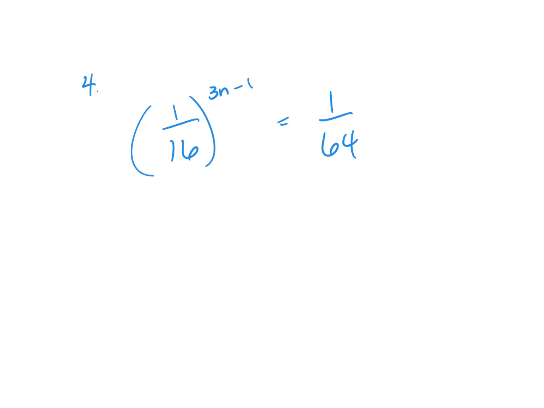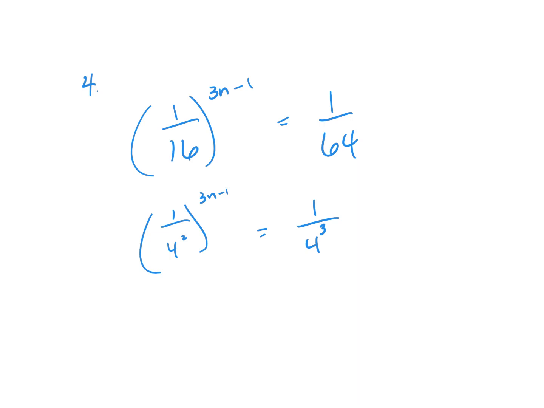What do we know about 16? What exponential thing can we turn to 16? 4 squared. So this would be 1 over 4 squared, all to the 3n minus 1 equals, what about 64? Is 4 to the what? 4 cubed. Oh, okay.